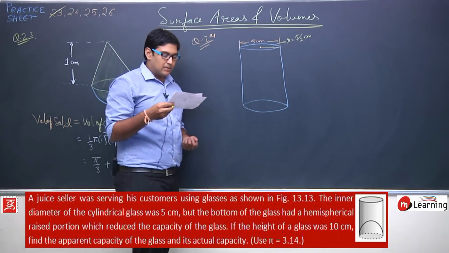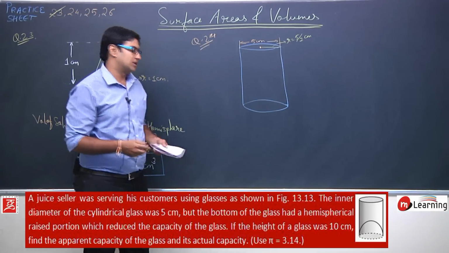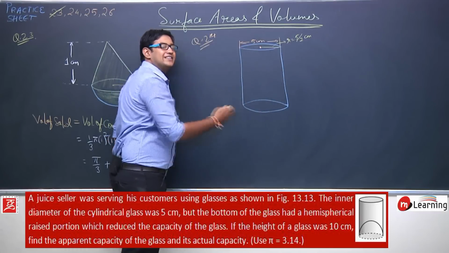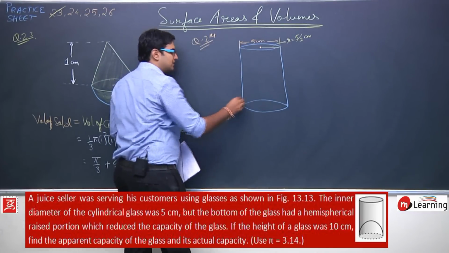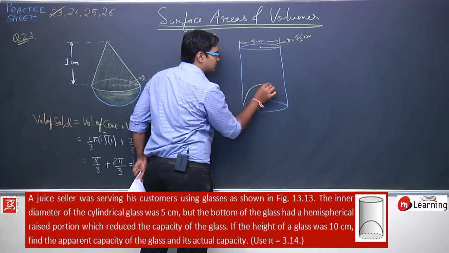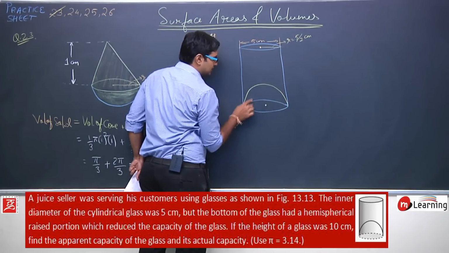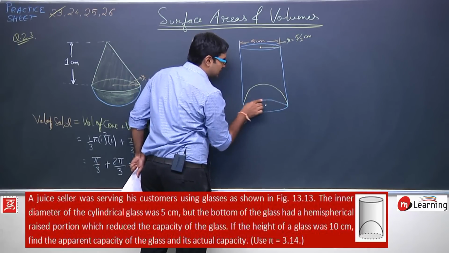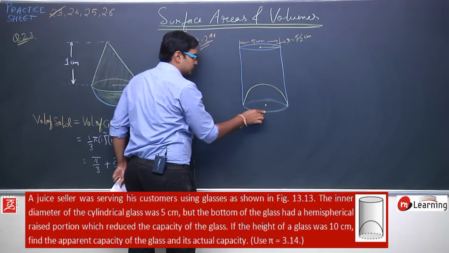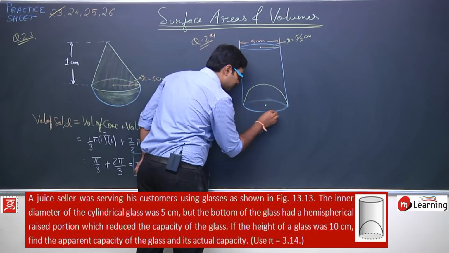Further it says, but the bottom of the glass had a hemispherical raised portion. It means at the bottom the glass should be a perfect cylinder, but what happens is the glass is not a perfect cylinder, there is a hemispherical raised portion at the bottom of the glass. So this part of the glass is not available to fill the juice. The glass is something like this.